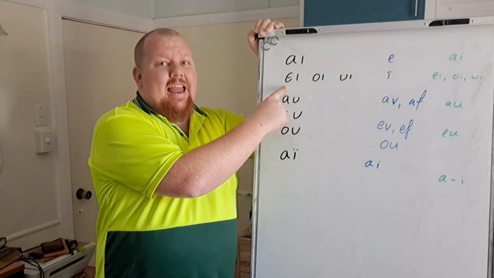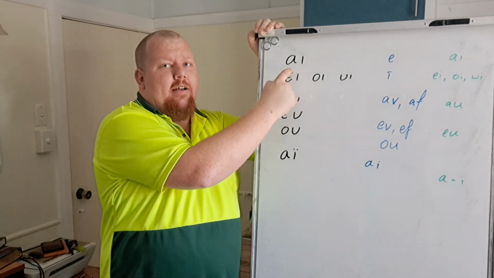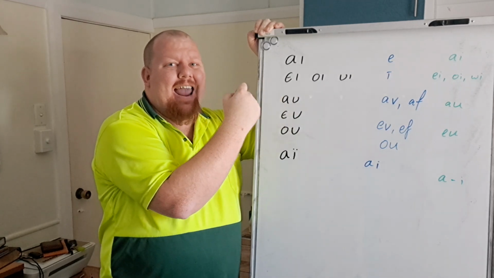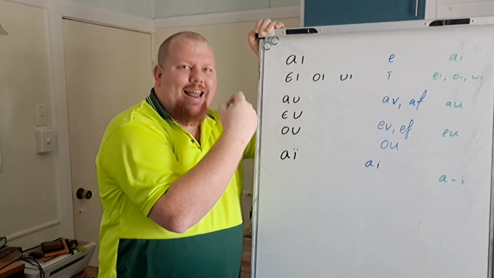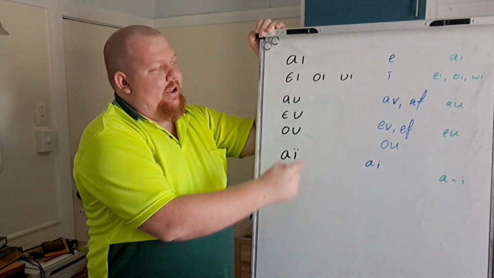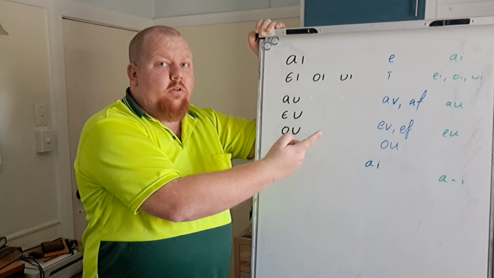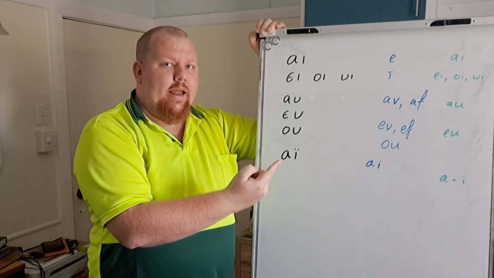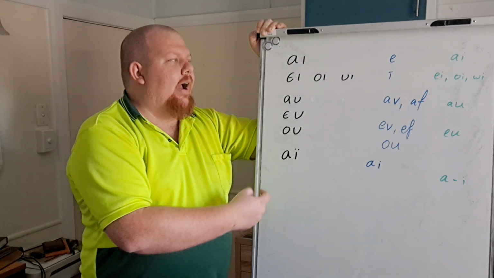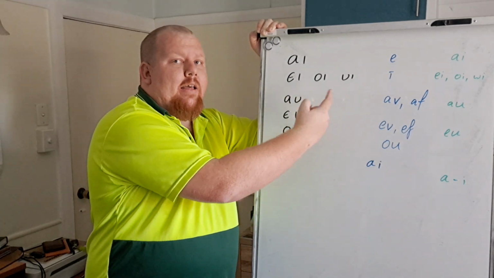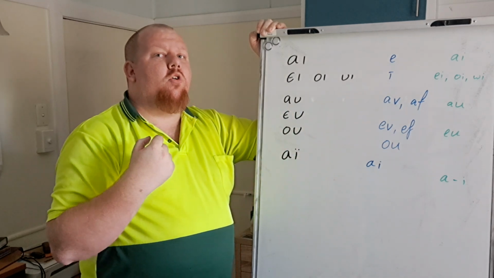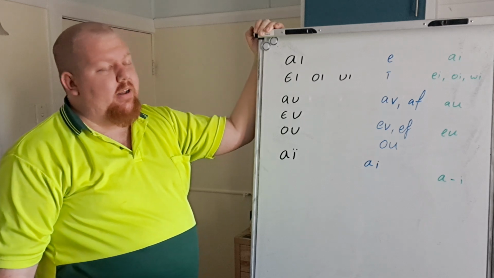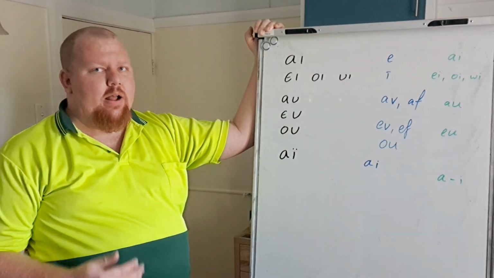You have the I sound here, the A sound here, then the epsilon iota, A sound. Then you have the omicron iota sound, oi. And then you have upsilon iota, which becomes we, or ui. But generally it takes on that W sound, that we sound.